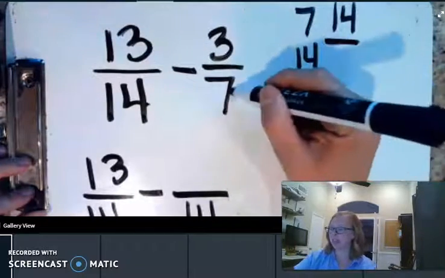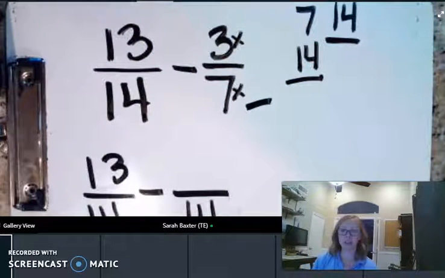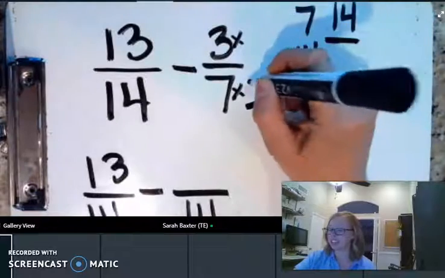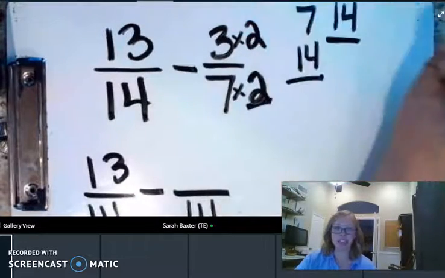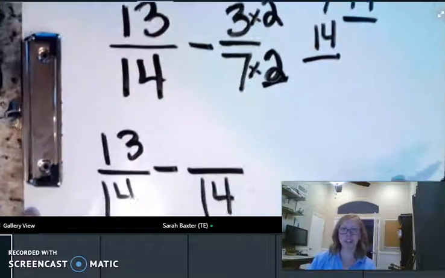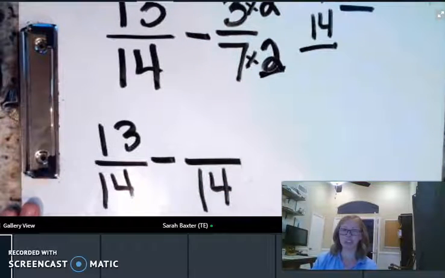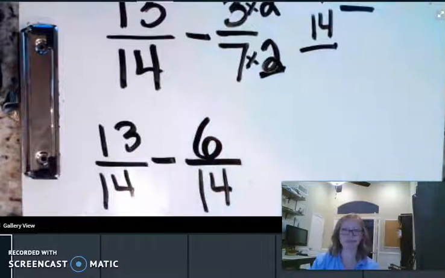So take a moment, pause the video if you need to, think: 7 times what number equals 14? You said 2, you are correct. So I'm going to multiply my numerator and denominator by 2 to make an equivalent fraction. Do your multiplying here and figure out what our equivalent fraction will be. If you said 6/14, you are correct.